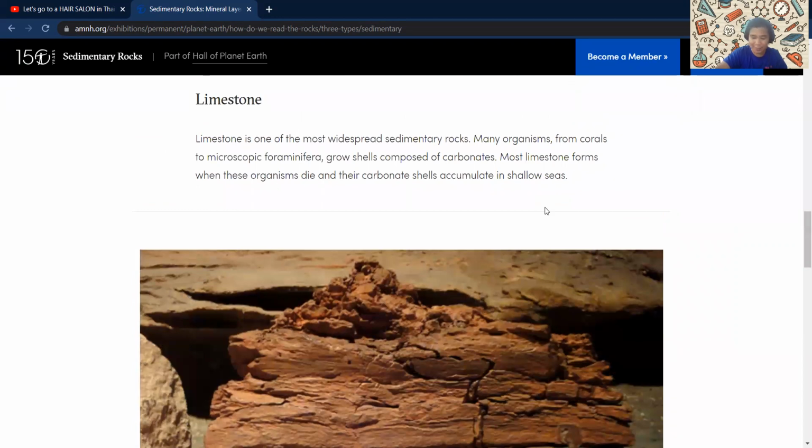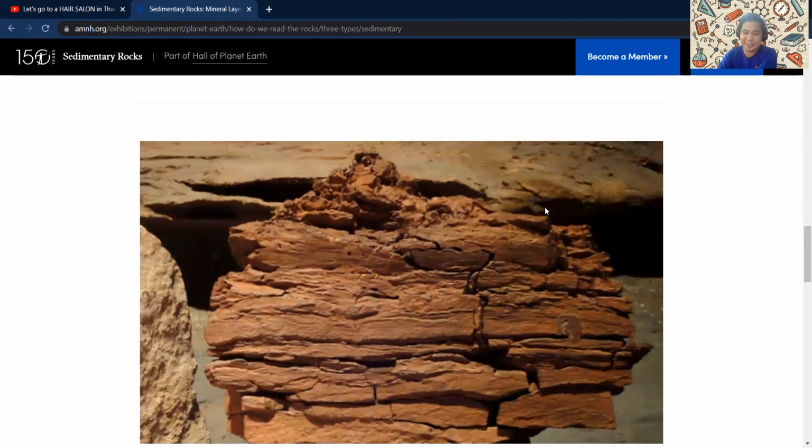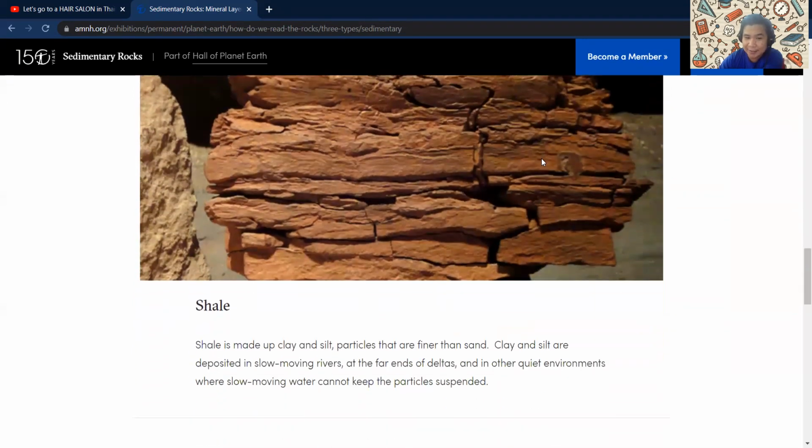Let's go to the next one, okay? The next one is this one. What do you think this is? It's a bit red or a bit orange, but I think if you saw it, it is what we call shale. Okay, this is a shale.